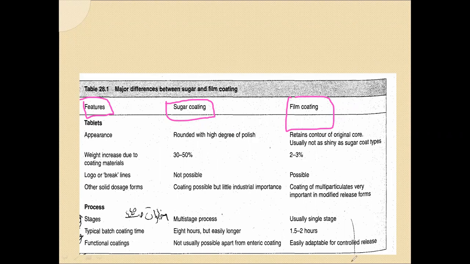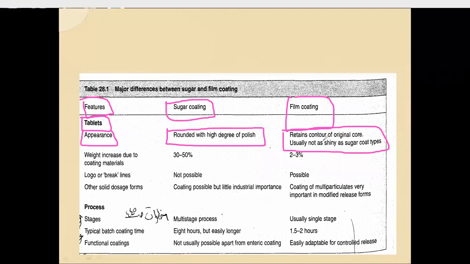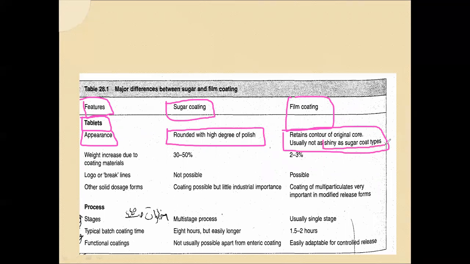Now, when we talk about tablets specifically, with respect to the appearance, when you apply a sugar coating to these tablets, they are rounded with a high degree of polish. And when you apply film coating, they retain the contour of the original core. And usually, the film coated tablets are not as shiny as the sugar coated type.